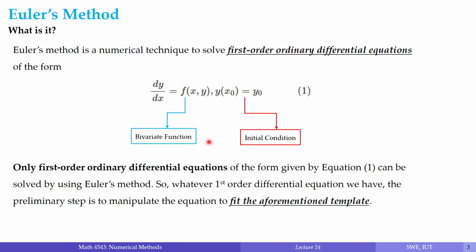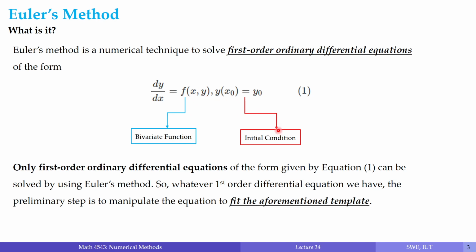The first course of action is to symbolically manipulate your first order ODE so that it fits this template. You need two things to apply Euler's method. Firstly, you need to manipulate your ODE to fit this template: dy/dx = f(x, y), where f(x, y) is a bivariate function, which means it has two variables, one independent variable x and another dependent variable y.